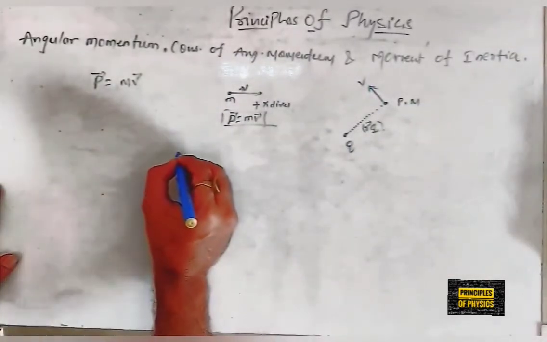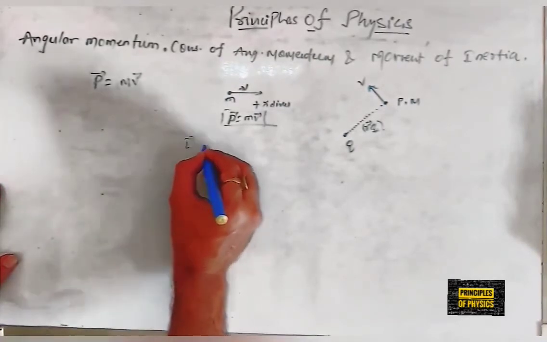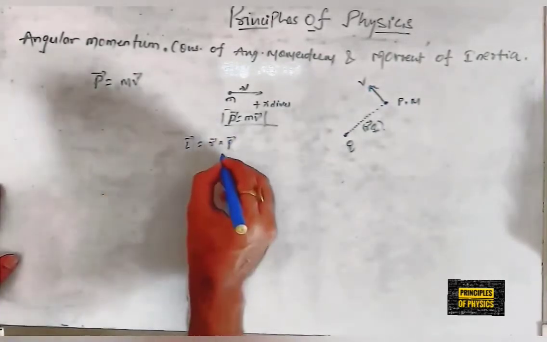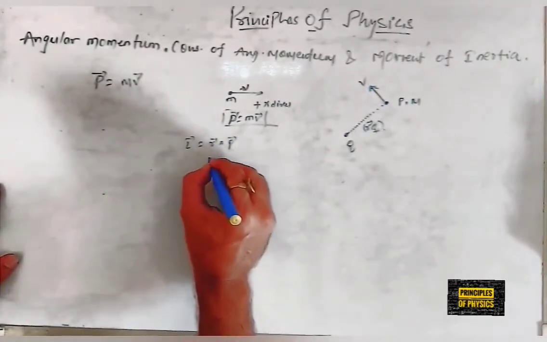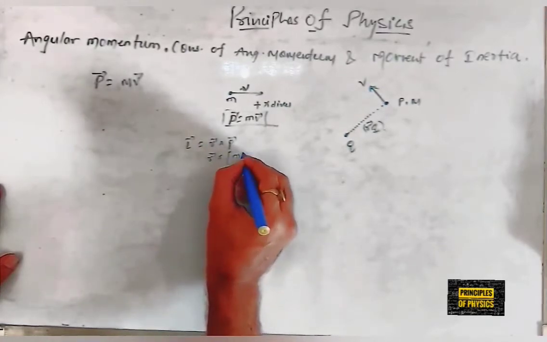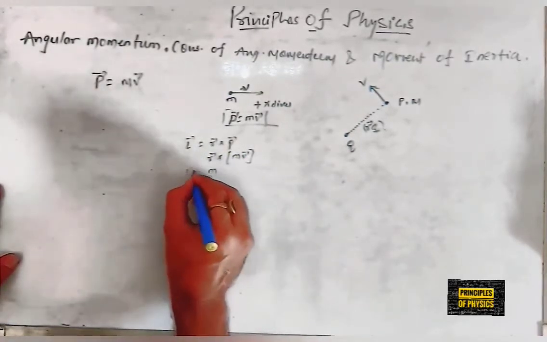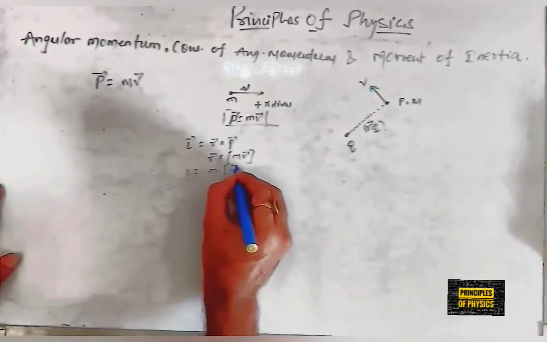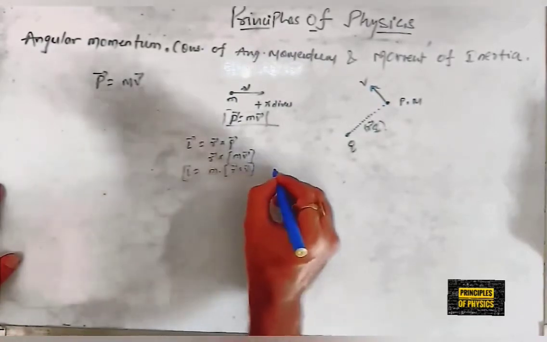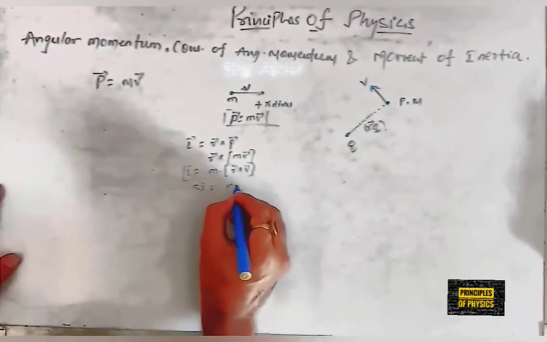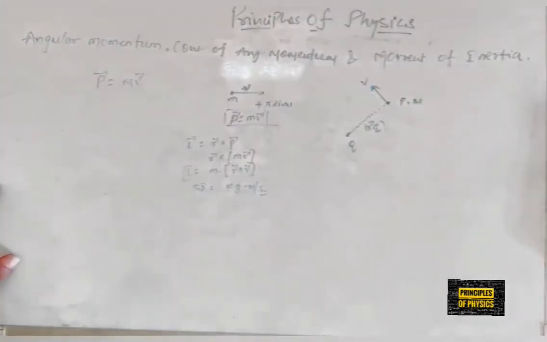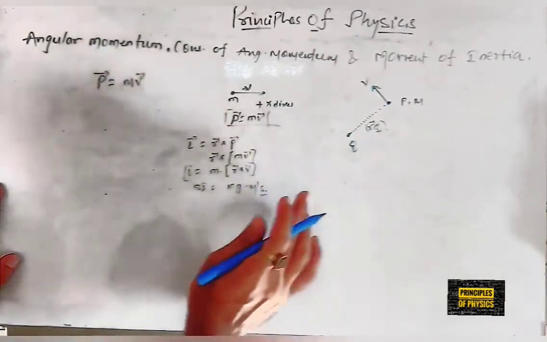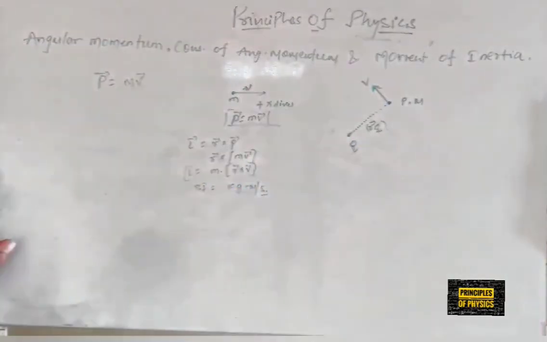According to the formula, angular momentum is R cross P, and we know P is mv. So basically angular momentum is m into R cross v. Its SI unit is kg meter squared per second, and its nature is that it is a conserved quantity. So that is about angular momentum.